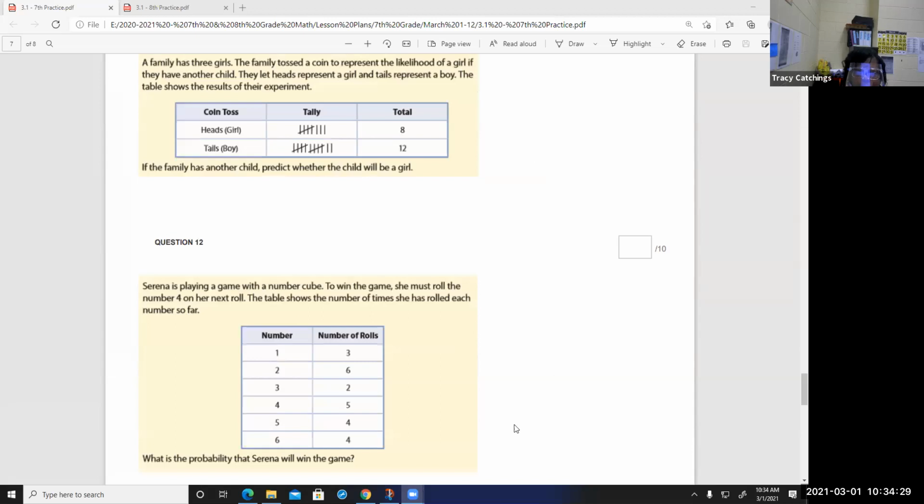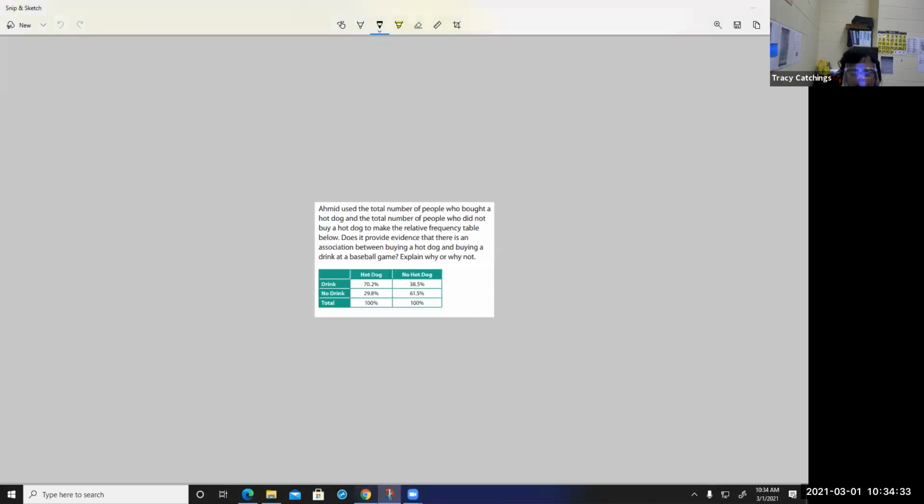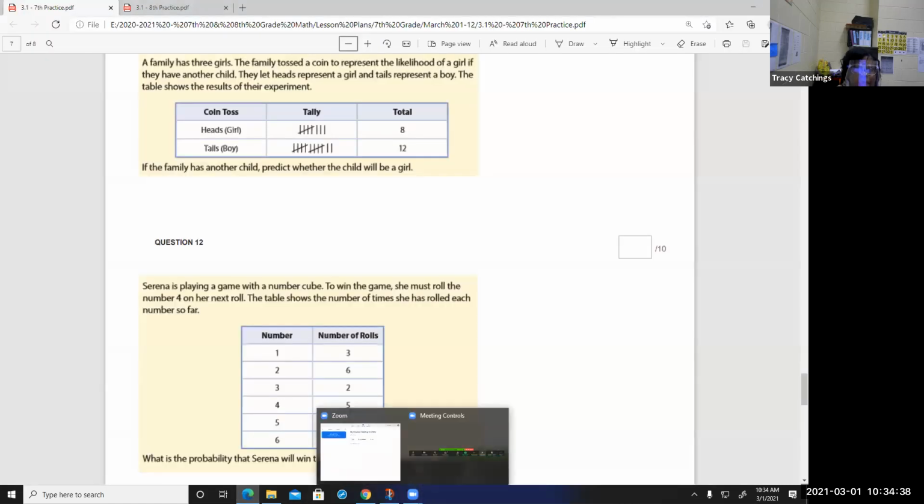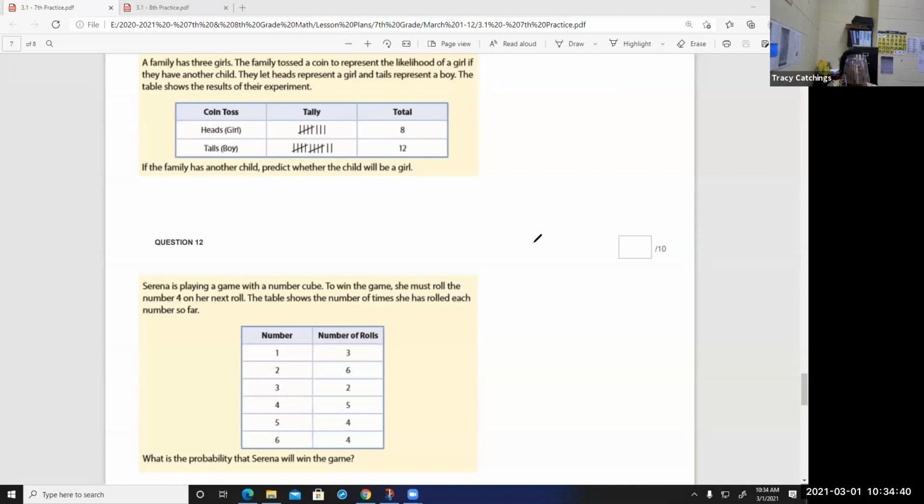All right, 11. A family has 3 girls. The family tosses a coin to represent the likelihood of a girl if they have another child. They let heads represent a girl and tails represent a boy. The table shows the results of their experiment. If the family has another child, predict whether the child would be a girl.